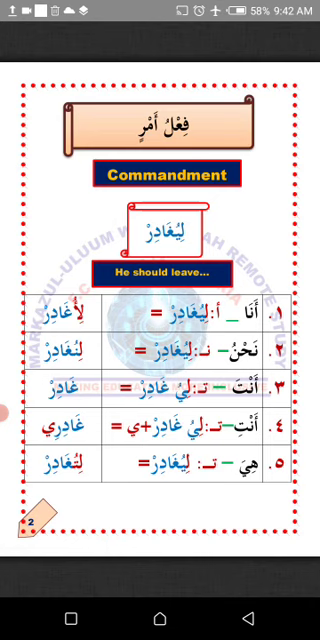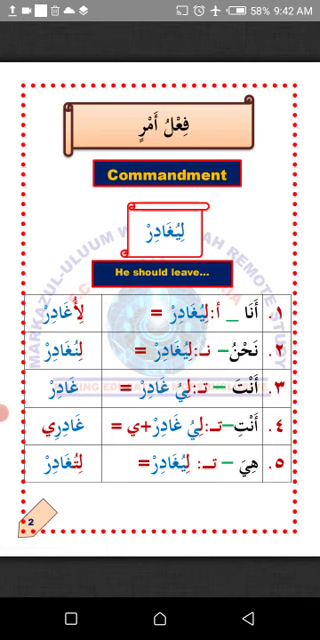Ithnan, number two. Nahnu, we. So how do we change the verb ليغادر to suit nahnu? All you need to do is to detach yaun and attach nunun. So the verb ليغادر will now become لنغادر, which means we should leave.